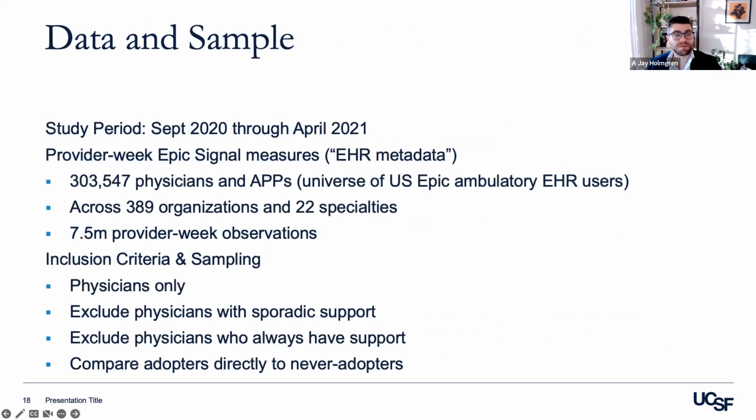This is very much big data research. So this is about 7.5 million observations across 300,000 physicians and advanced practice clinicians. So all users of Epic, which is the largest EHR vendor, across about 389 organizations and 22 specialties. This is specifically looking at physicians. And in here, we're looking specifically at how can we identify physicians who newly adopt some sort of team-based documentation support like a scribe.